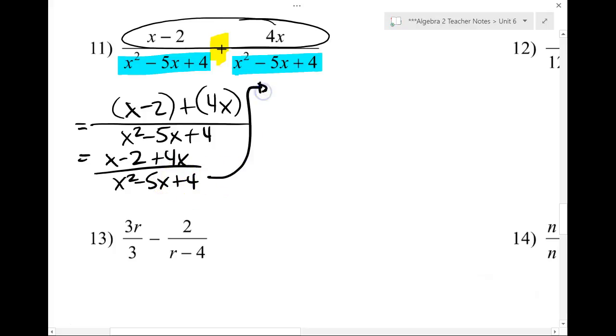And then we'll have the terms on the top that we can combine. And let's combine the ones that are like each other. So we have x and 4x, and then minus 2, because that's all that's left there. And then rewrite the denominator.